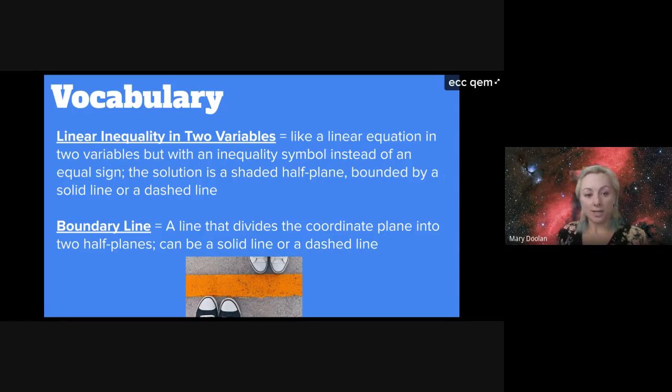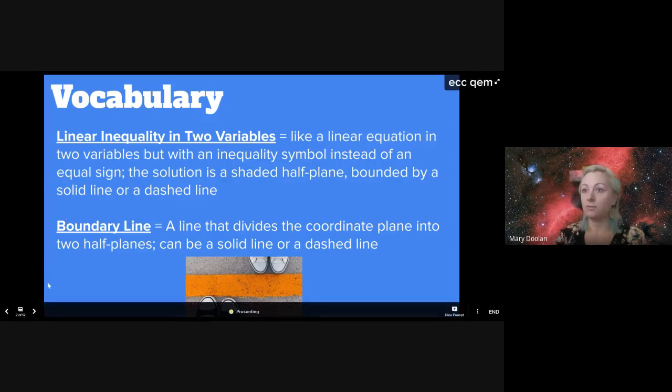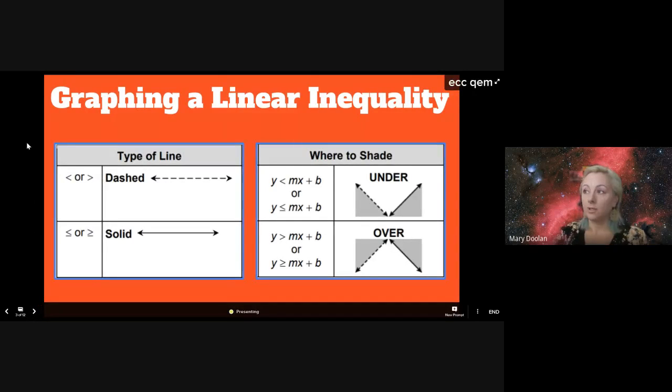A boundary line, okay, so this boundary line that's either solid or dashed, it divides the coordinate plane into two half planes. It can be solid or dashed. And this is the basic breakdown of everything we're doing today. So the type of line when we're graphing a linear inequality could be dashed or solid. This is our boundary line. It's one of the two. The one you're used to is a solid line when you graph.